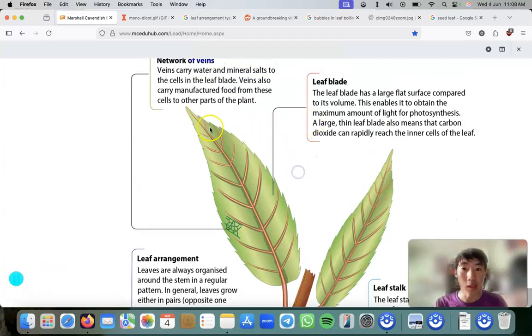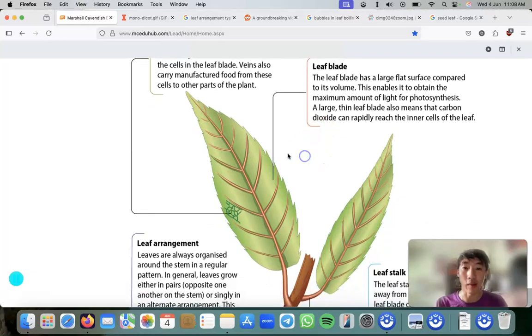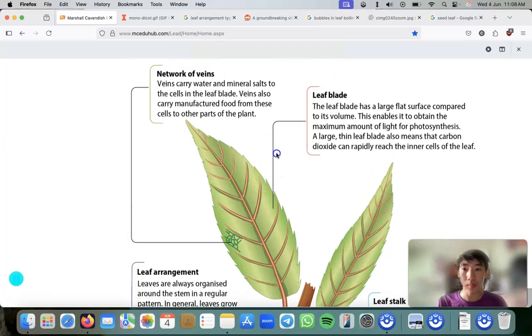Next, the leaf blade, this entire structure, is a very large and flat surface as compared to its volume. So you can see it has a large surface area to volume ratio. This allows it to maximize the amount of sunlight it can receive in order to maximize the rate of photosynthesis. Furthermore, the leaf blade is very thin. When it's very thin, it means that carbon dioxide can diffuse into the cells easily, and oxygen can diffuse out of the cells very easily too.